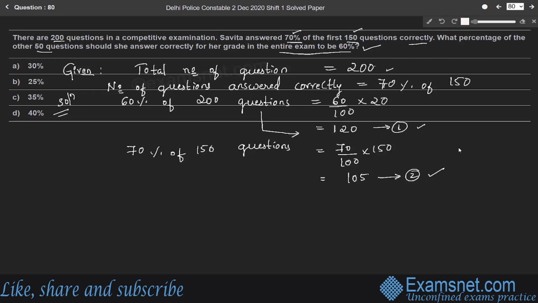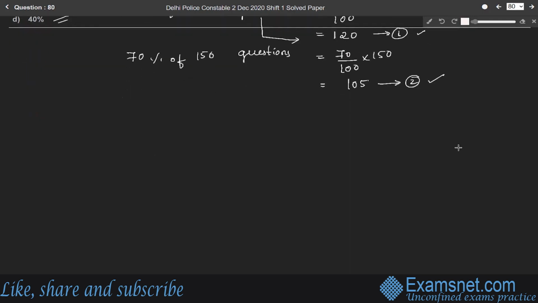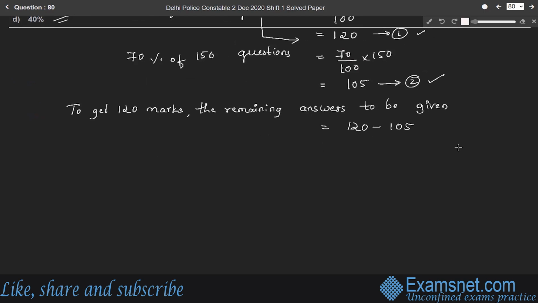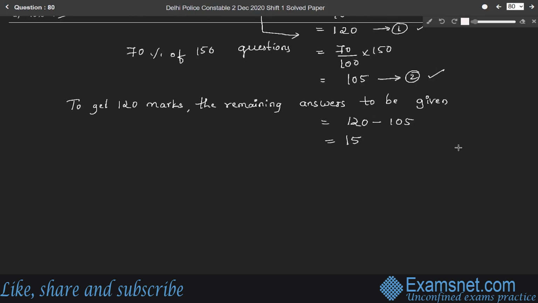Therefore, to get 120 marks, the remaining answers to be given is equal to 120 minus the 105 already answered correctly, which is equal to 15. So, what is the number of remaining questions?